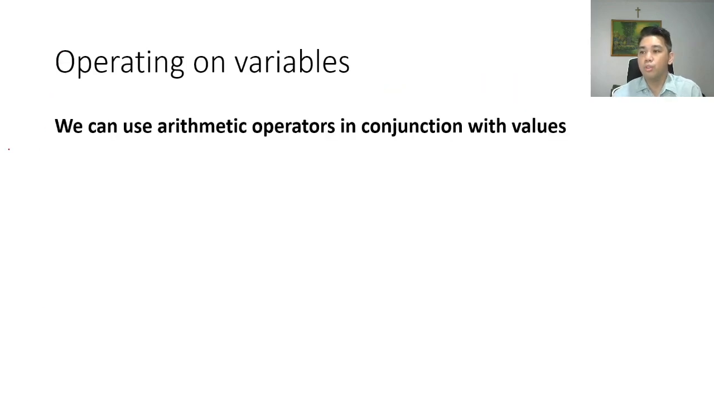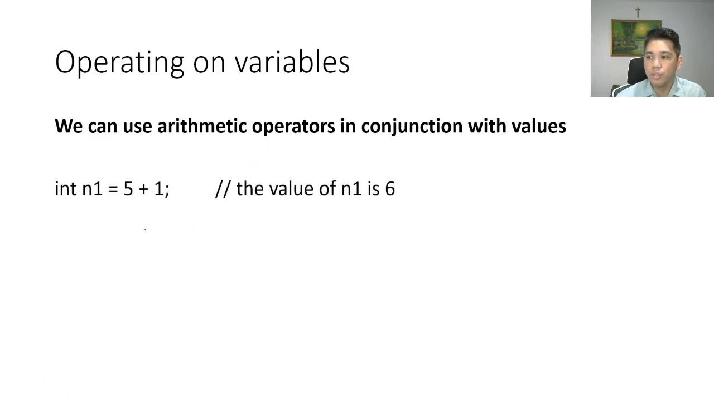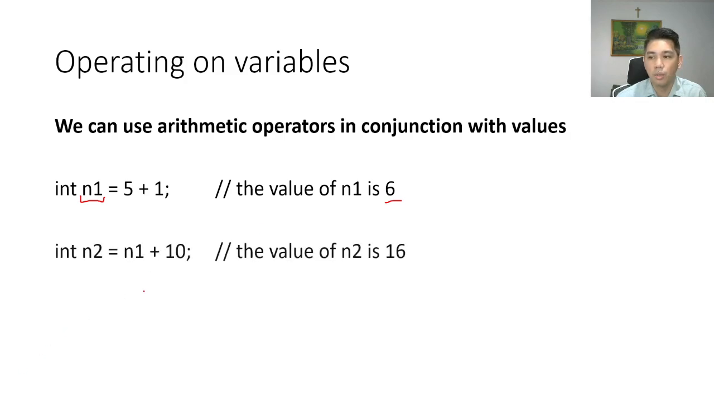Now we can also use different kinds of arithmetic operations in conjunction with different values. So let's say we have the integer n1, it gets the value 5 plus 1. So the value of n1 is actually 6. Or we can have another variable n2, and then it will get n1 plus 10.